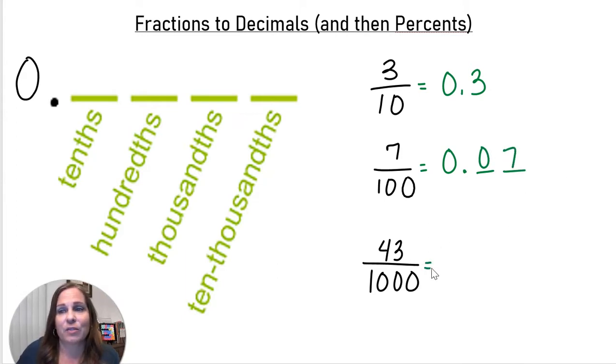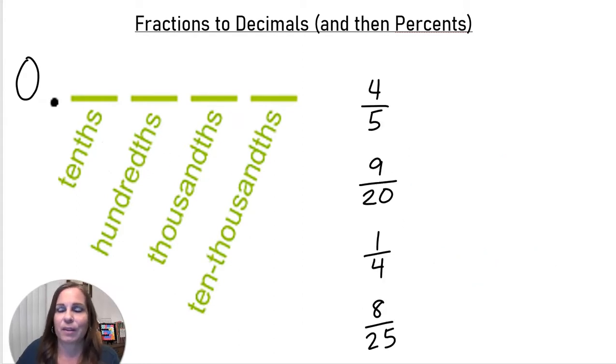And then the last fraction here, 43/1000ths, since it's the thousandths place, I need 3 places after the decimal. 1, 2, 3. And in order for it to be 43, I'm going to have to put the 43 here and fill in with a 0. So pretty easy if the bottom number is 10, 100, 1,000, or 10,000. It's also pretty easy if I can rewrite the fraction so that the denominator is one of these values.